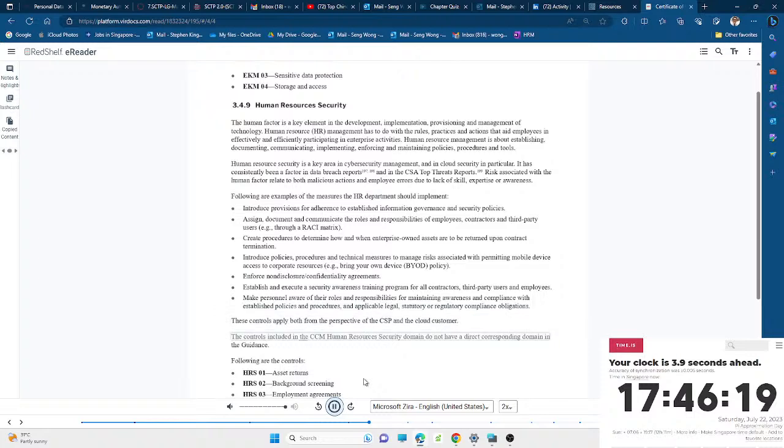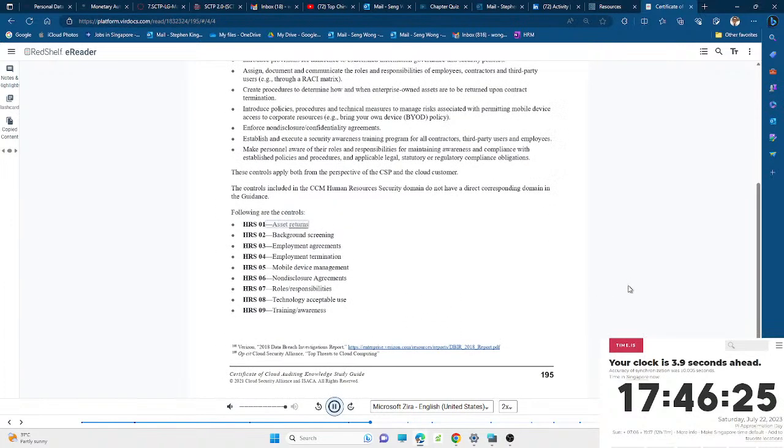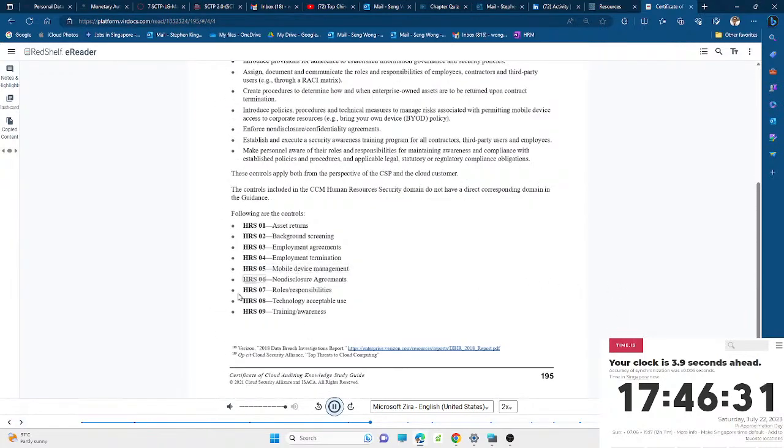The controls included in the CCM Human Resources Security domain do not have a direct corresponding domain in the guidance. Following are the controls: HRS-01 Asset Returns, HRS-02 Background Screening, HRS-03 Employment Agreements, HRS-04 Employment Termination, HRS-05 Mobile Device Management, HRS-06 Non-Disclosure Agreements, HRS-07 Roles/Responsibilities, HRS-08 Technology Acceptable Use, HRS-09 Training/Awareness.